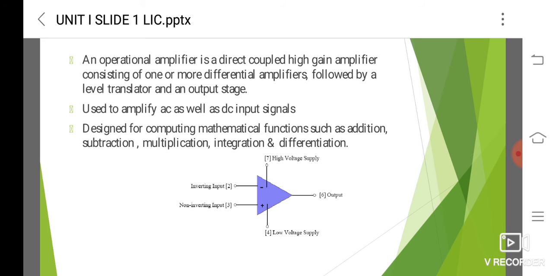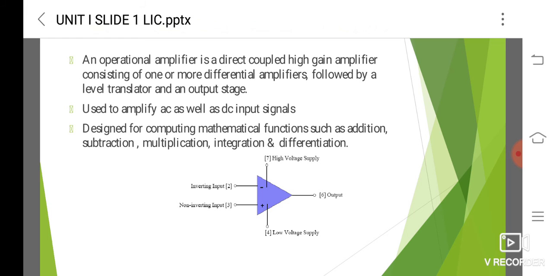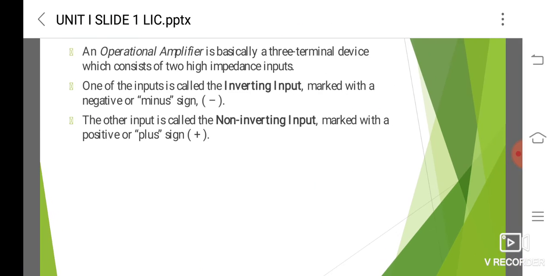And this is the symbol of the operational amplifier. To the second pin we give the inverting input. To the third pin we give the non-inverting input, and the 7th and 4th pins are for power supply, as we all know. From the 6th pin we take the output.